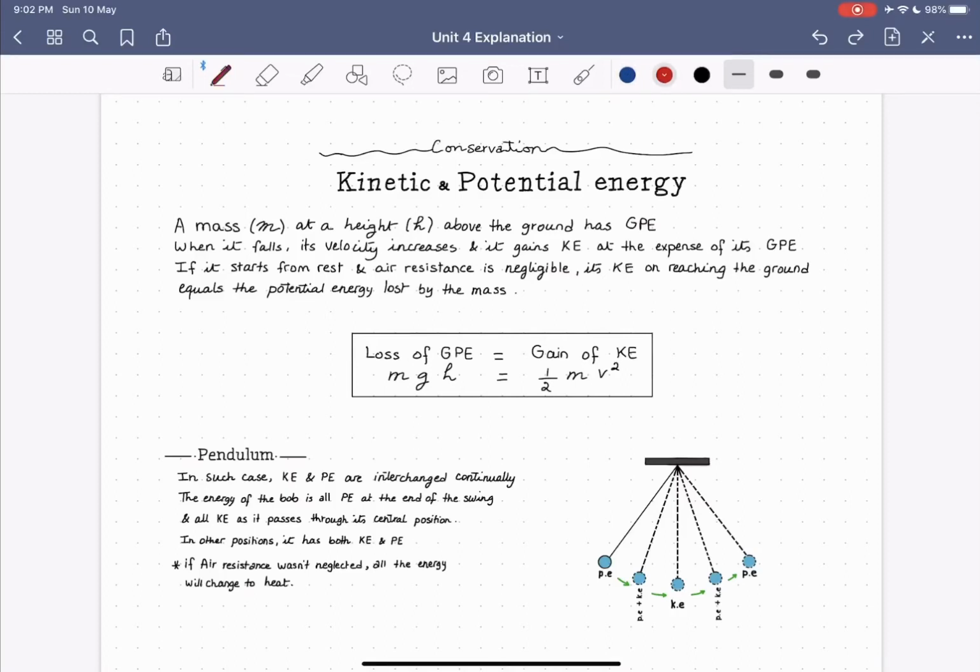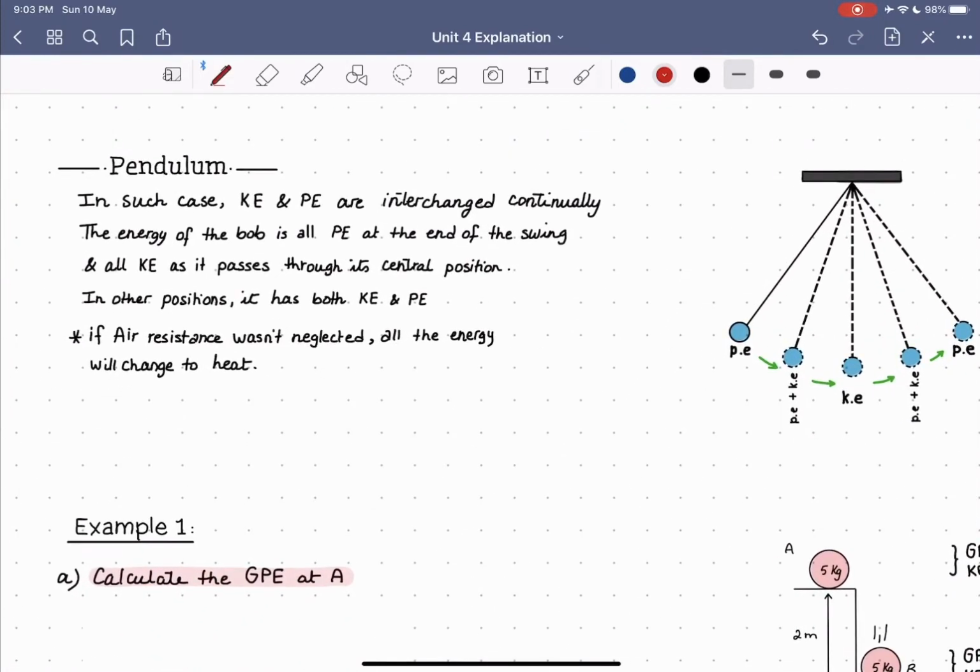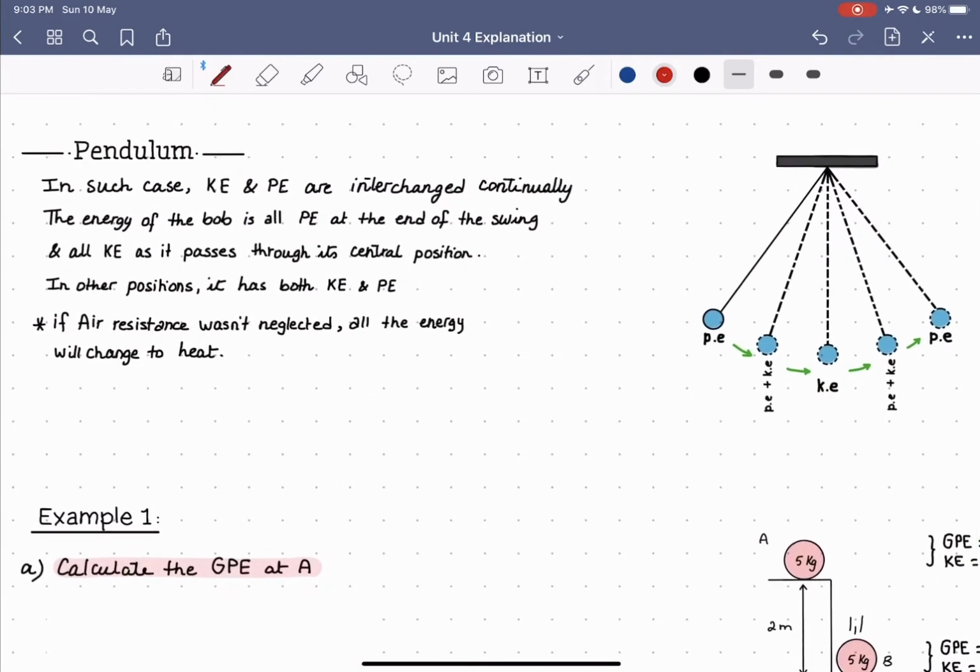Next is the conservation of kinetic energy and the potential energy. So now that we know that there is an interchange between the GPE and the KE, we know that the loss in the gravitational potential energy is equal to the gain in the kinetic energy. This can be analyzed by analyzing the pendulum question.